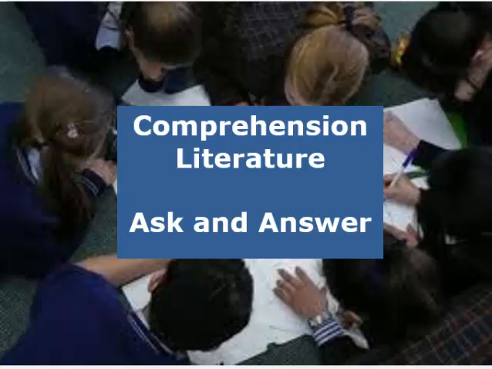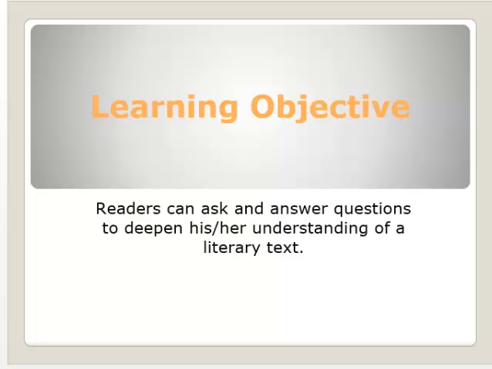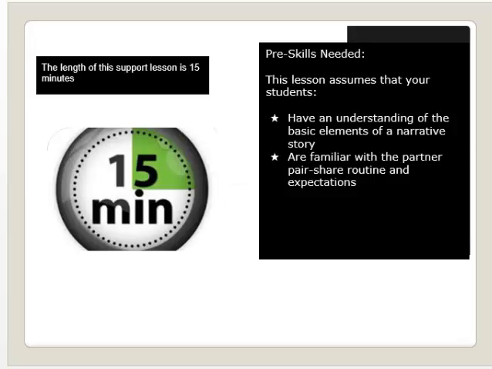Comprehension, literature, ask and answer. The learning objective for this strand is that readers can ask and answer questions to deepen their understanding of a literary text. The length of this support lesson is 15 minutes, and the pre-skills needed are that the student should have an understanding of the basic elements of a narrative story and are familiar with the partner pair-share routine and expectations.